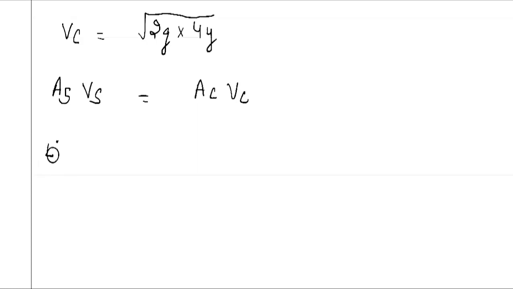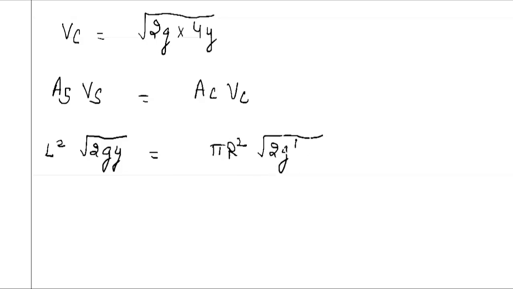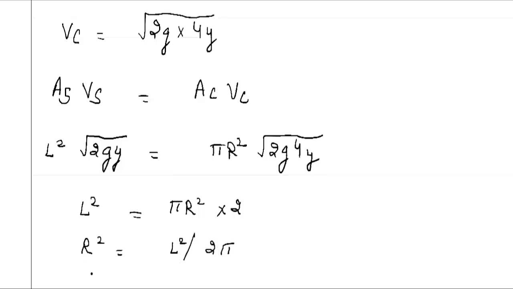Now As means area L square, and velocity is root 2gy, is equal to area pi r square into root 2g 4y, and from here we can calculate the value of L square is equal to pi r square into 2, right? And r square is equal to L square divided by 2 pi. From here we can calculate the value of r, which is equal to L divided by root 2 pi.